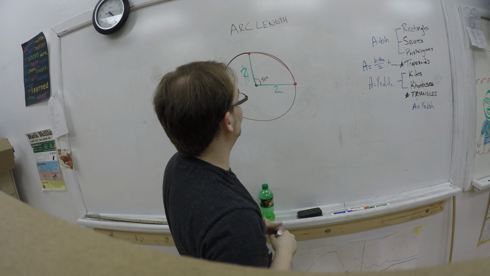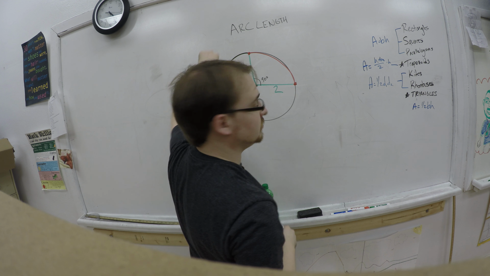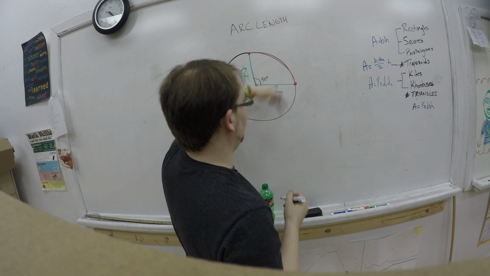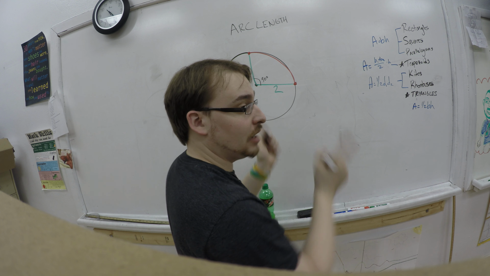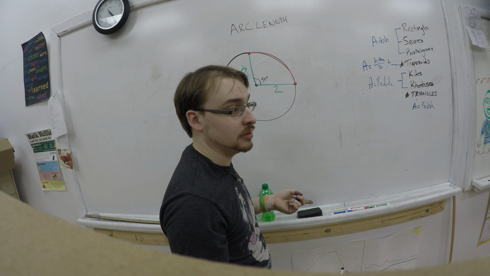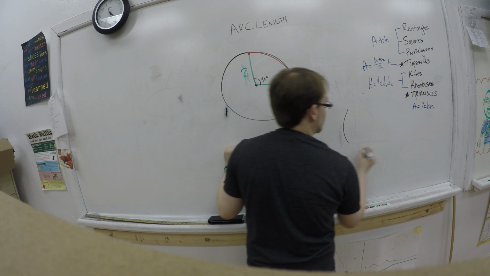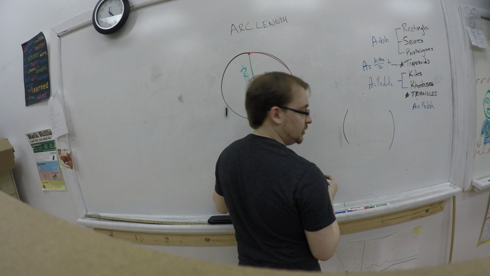Cool. So we could find arc length, which is the outside, right? Well, what's all of the outside for a circle? 360. Well, what's the length of the whole outside? That's called the circumference, right? Well, what's circumference? It's 2 pi r.